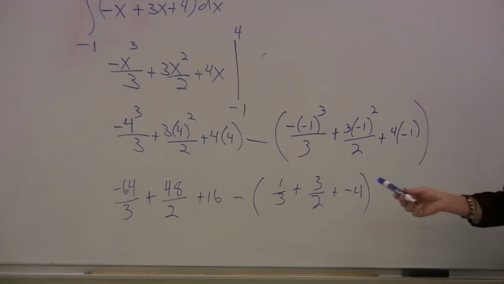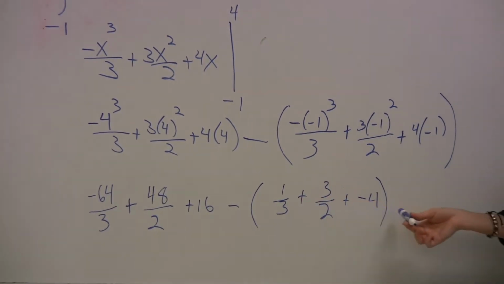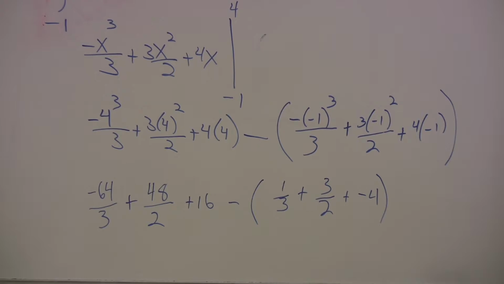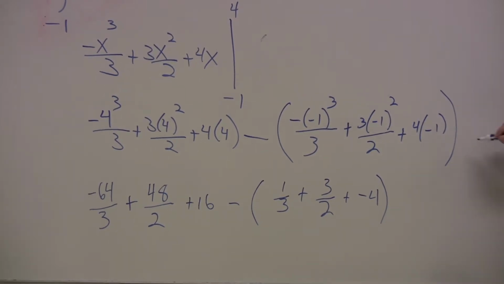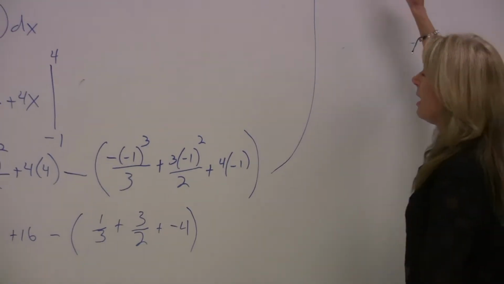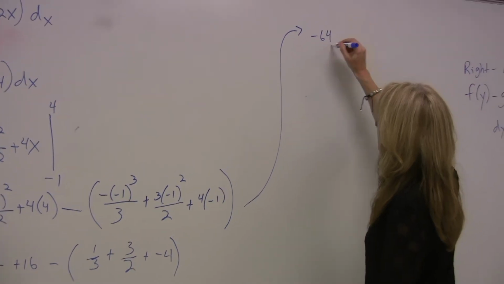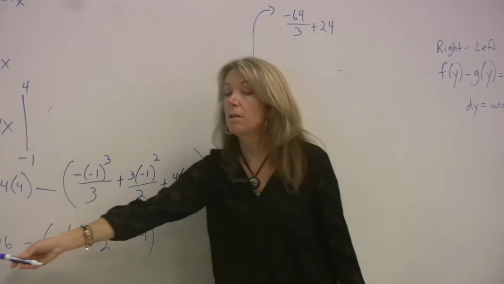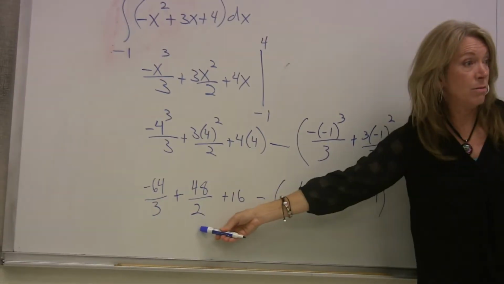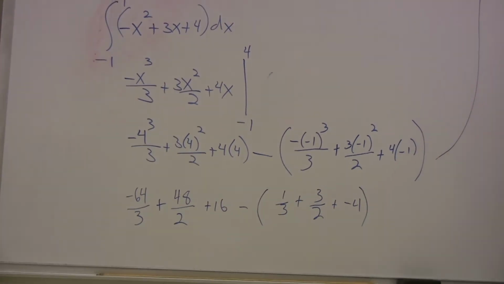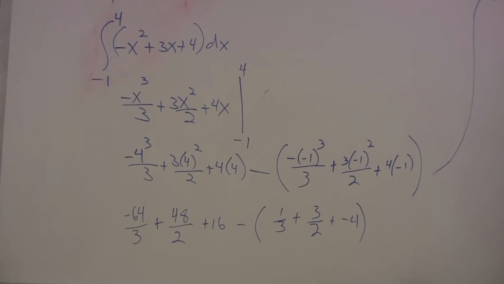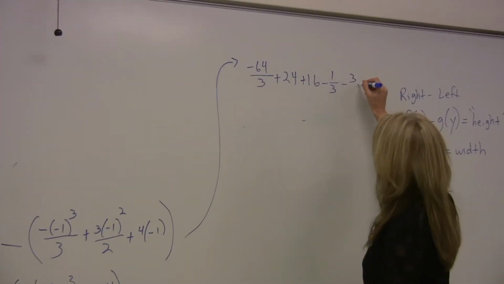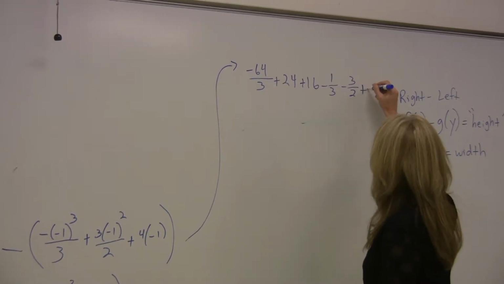At this point, we need to distribute this negative sign through here. So I'm going to do that and reduce a few things as I do. I'll bring it up top here. So I have -64 over 3, that next term will become a 24. This 48 over 2 is now a 24. Plus 16, minus 1/3, minus 3/2, plus 4.